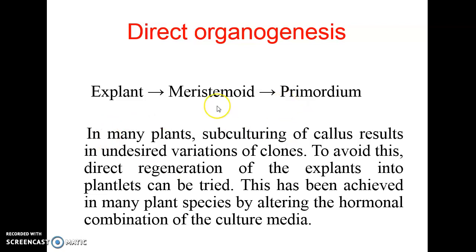So you can see there is no callus phase. The explant will differentiate, and those differentiated cells will form the organ, that is root and shoot. There is no callus phase, and that's why direct organogenesis is preferred, because in the callus phase there is undesired variation of clones. That means the genome becomes unstable, and there is a chance of change in the ploidy level. You will find somaclonal variation in plants which are regenerated from plant tissue culture.